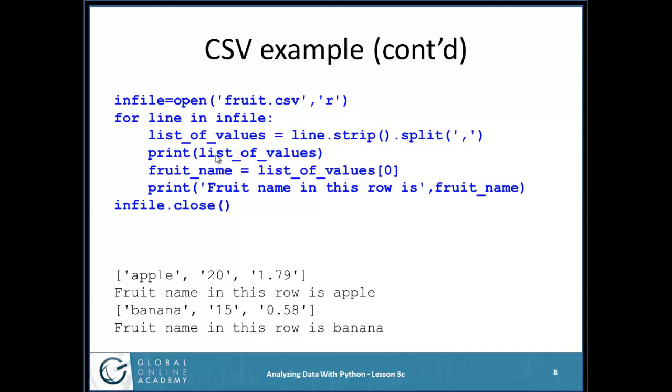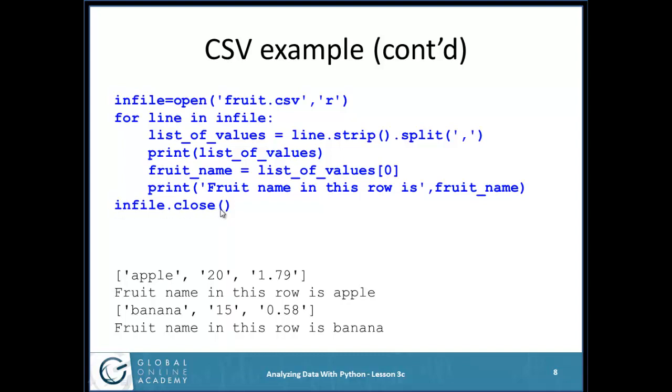Then in this case I'm printing it out just so you can see it. Then I'm taking fruit name, which is element 0 from my list, and I'm going to show that I'm doing that correctly. That's my for loop. It happens over and over again for each line in the InFile. Once I'm done with the for loop, I'm going to close my file.